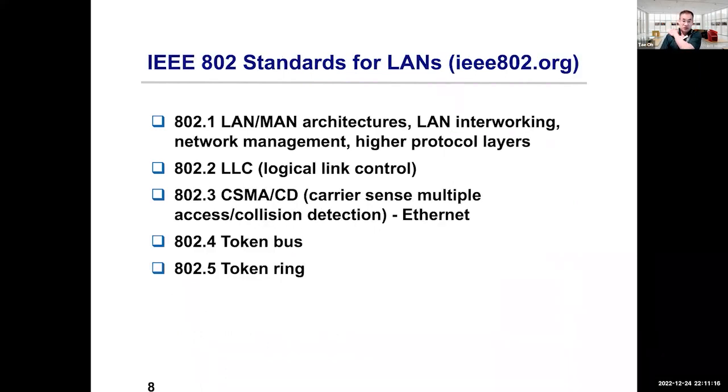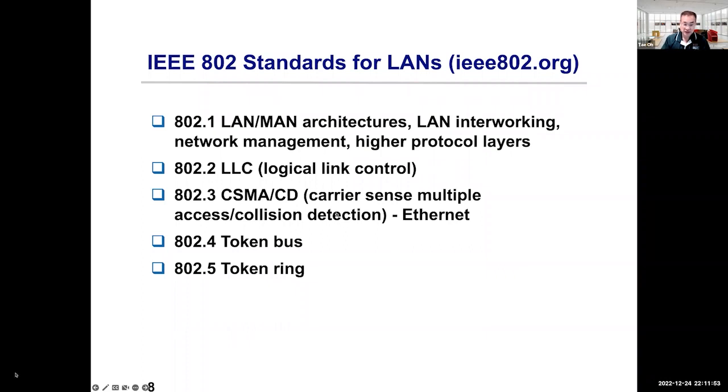When you look at the 802 standards for local area networks, which are operated by the IEEE, there are a number of extensions. 802.1 is local and metropolitan area network architecture. 802.2 is the LLC, the standard that describes the function of the logical link layer. Then there is 802.3, CSMA/CD. We're going to talk more about this.